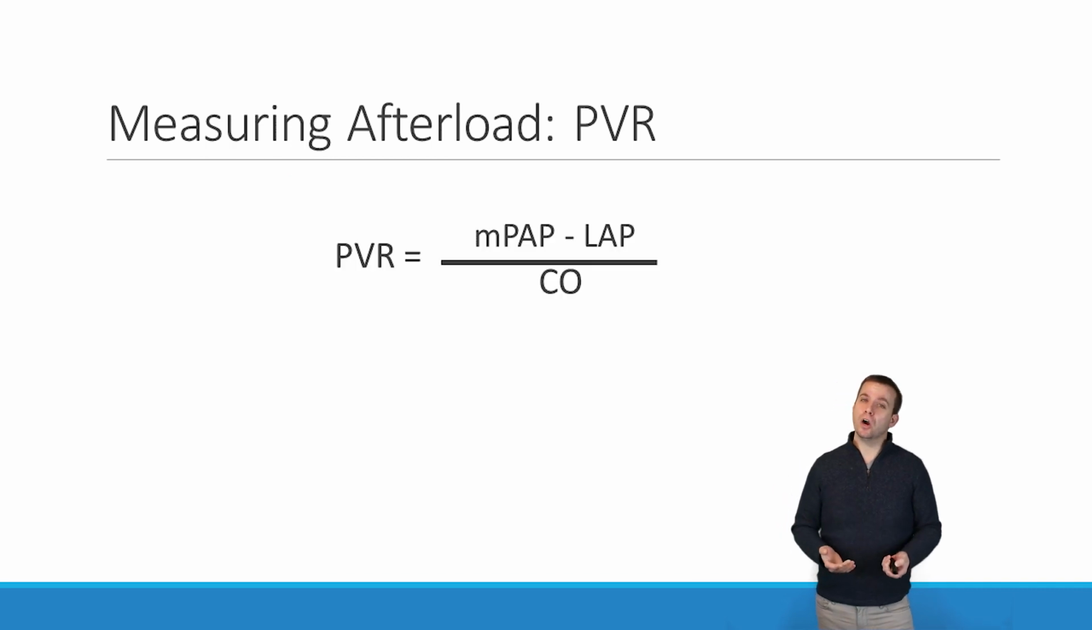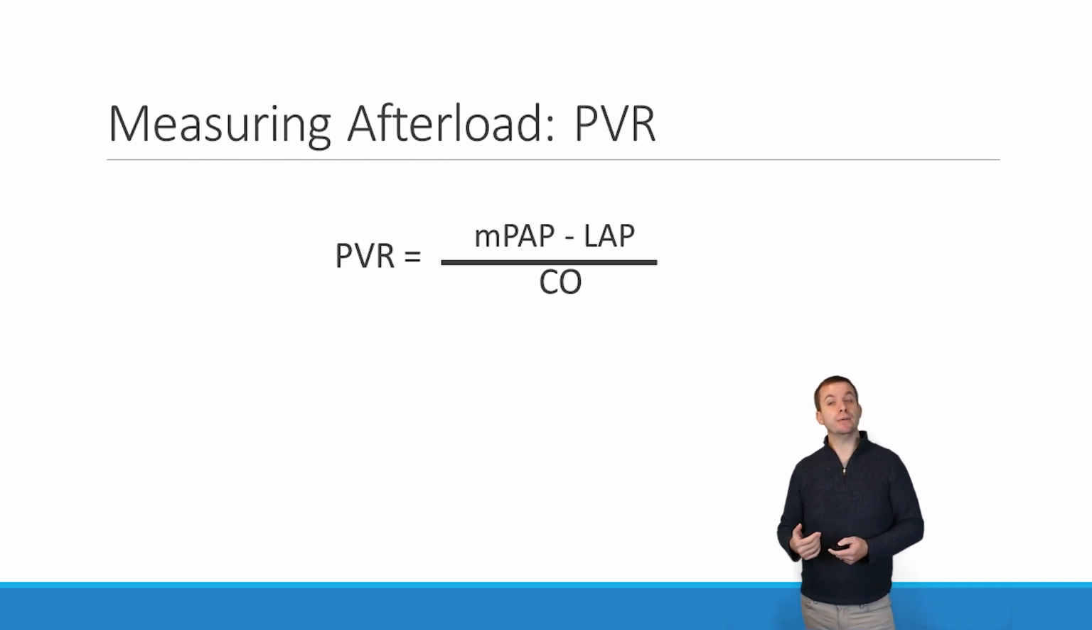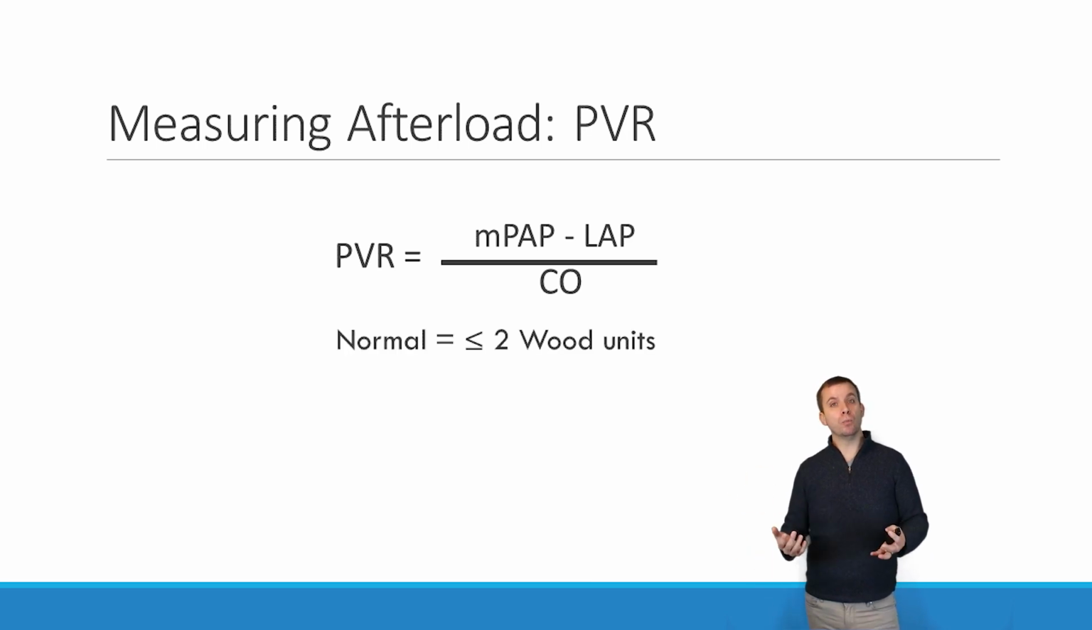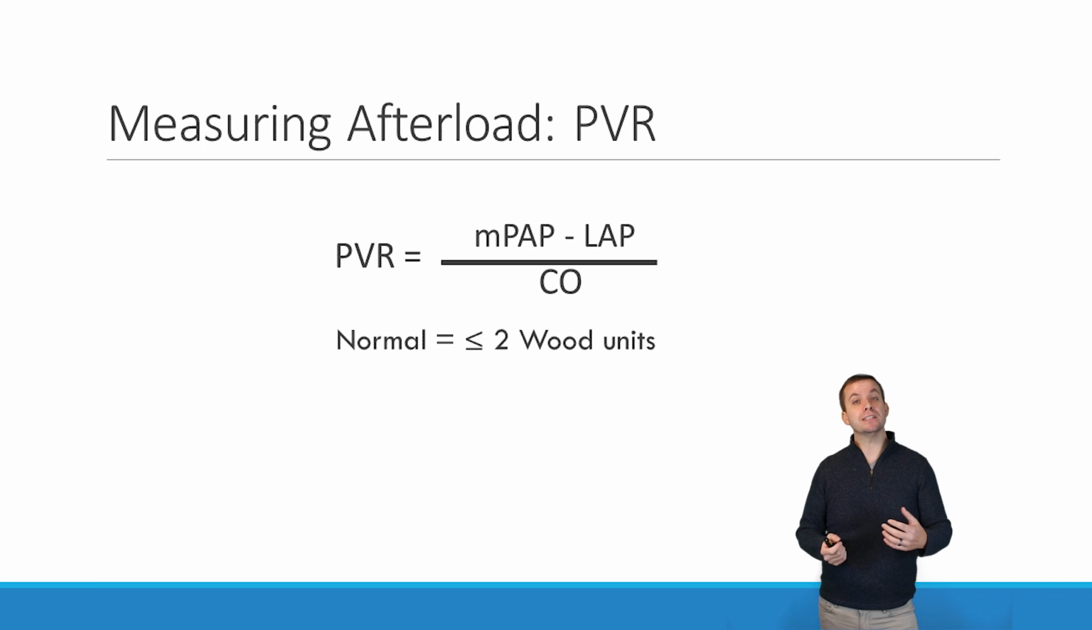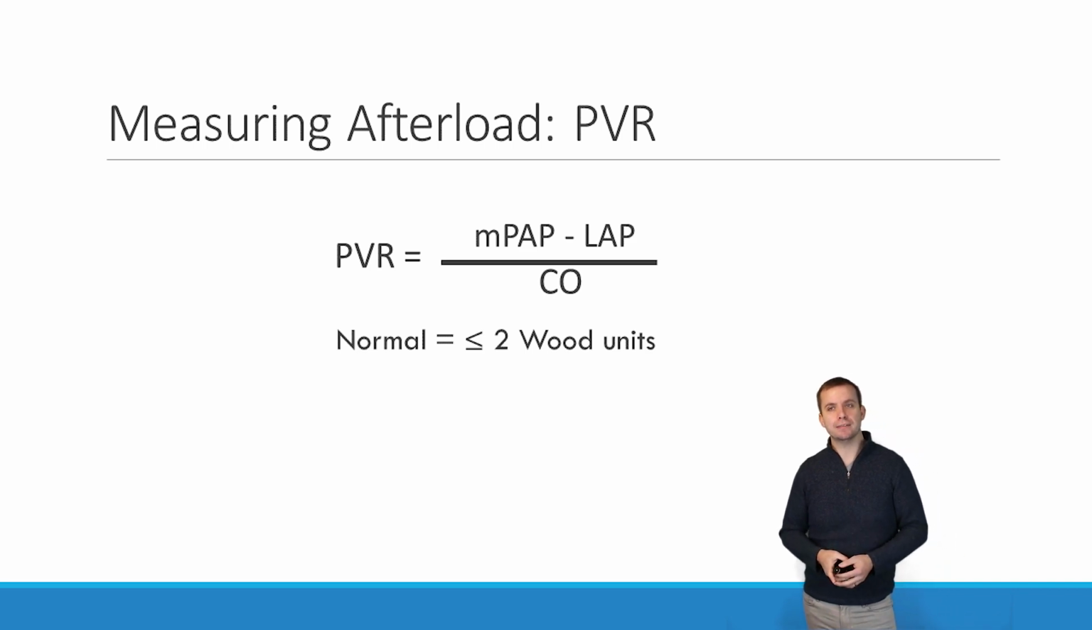Now for PVR, we typically don't multiply it by 80. We don't change it to dynes. We leave it in Wood units. Normal, which has just been changed by the guidelines, used to be less than 3 Wood units. We've now changed it to be less than 2 Wood units.